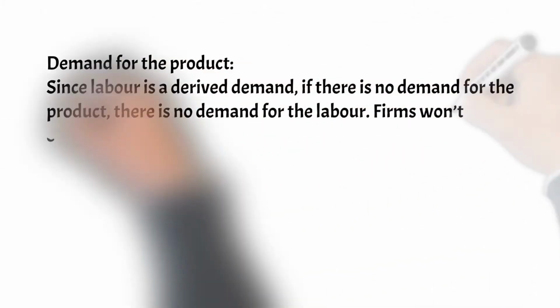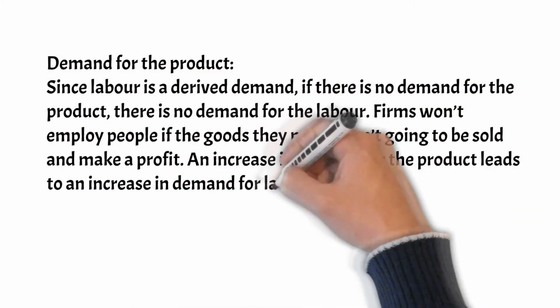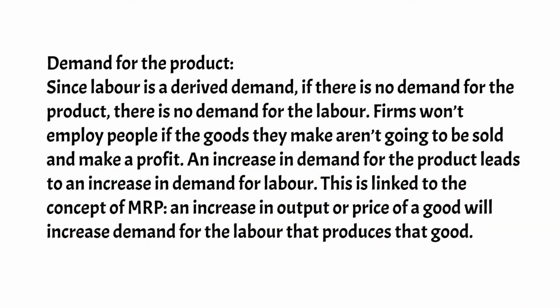2. Demand for the product. Since labor is a derived demand, if there is no demand for the product, there is no demand for labor. Firms won't employ people if the goods they make aren't going to be sold and make a profit. An increase in demand for the product leads to an increase in demand for labor. This is linked to the concept of MRP. An increase in output or price of a good will increase demand for the labor that produces that good.